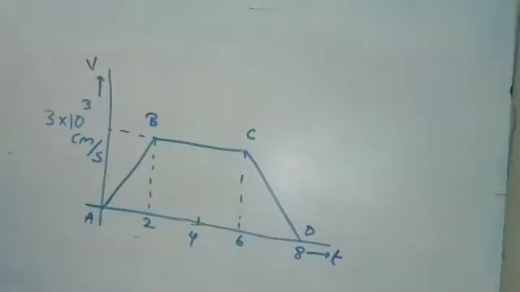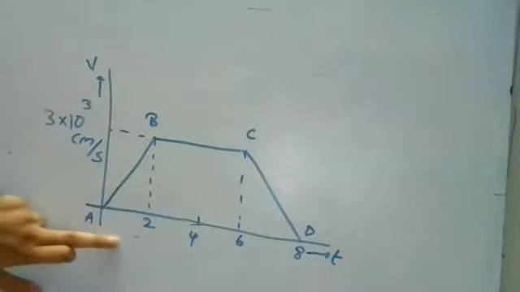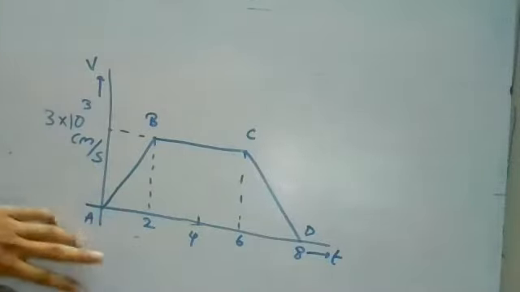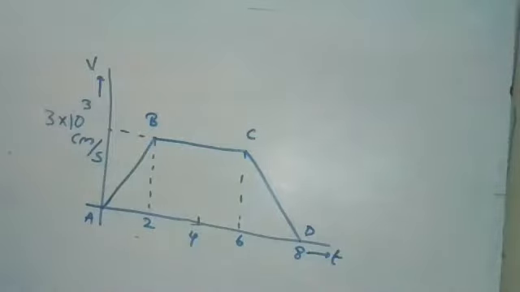I'll repeat the question. The velocity time graph of a motion of a car is given below. Find the distance traveled by the car in the first 6 seconds. For this first 6 seconds, we need to find the distance. What is the deceleration of the car in the last 2 seconds?